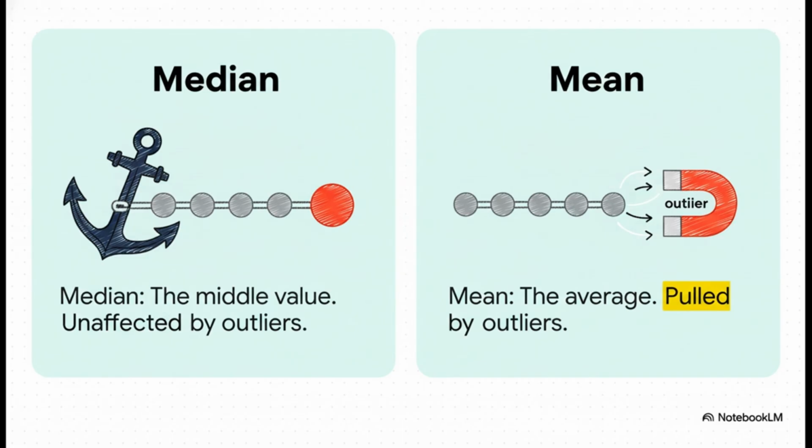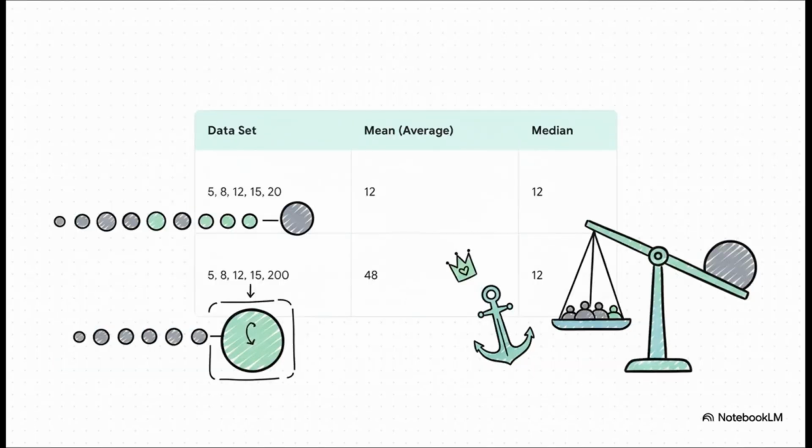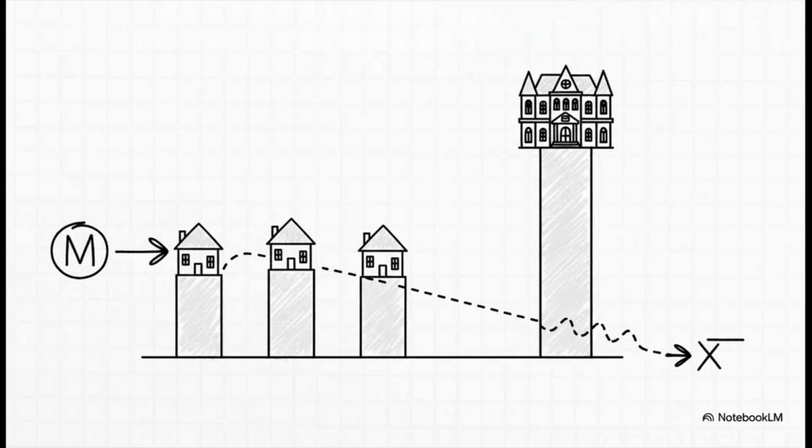And that's the huge difference between median and mean. The mean, or average, gets totally skewed. Just check out how that one outlier pulls the mean way up to 48. The median stays put.